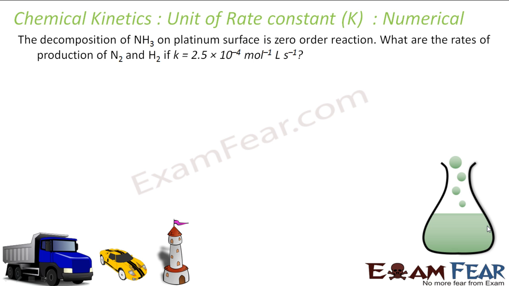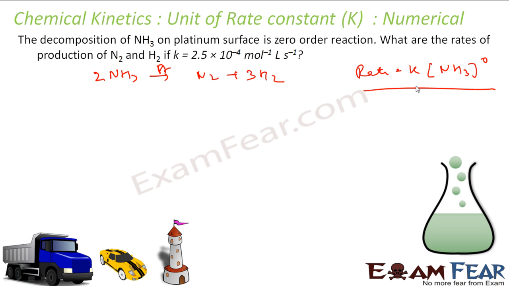So the question says the decomposition of NH3 on platinum surface is a zero order reaction. Let's write the reaction first. NH3 decomposes into N2 and H2. Let's write a balanced reaction in the presence of platinum catalyst. And it says the rate is a zero order reaction. That means NH3 to the power 0. Correct. What is the rate of production of N2 and H2?